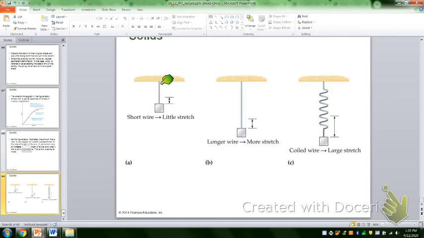So imagine a short wire versus a long wire versus a coiled wire. The short wire, when you put this weight on it, is not going to stretch as much as if you put it onto a long wire. The longer wire has more ability to stretch because there's more wire to stretch. And when you coil it, there's even more wire, so it makes sense that it would stretch to an even larger point.